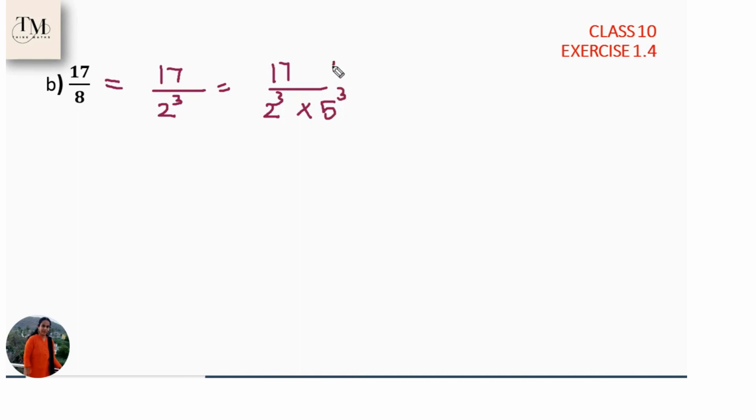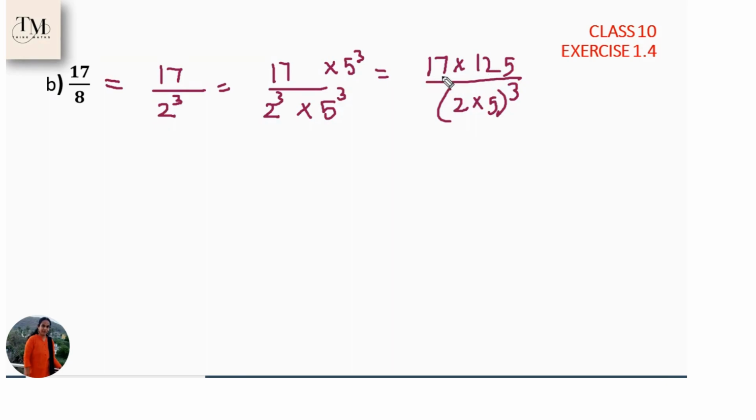5 power 3. So what is 5 power 3? 5 5s are 25, 25 into 5 is 125. So we have 17 into 125 divided by 2 into 5 to the power 3, that is 10 power 3. So we have to find the value of 17 multiplied by 125.